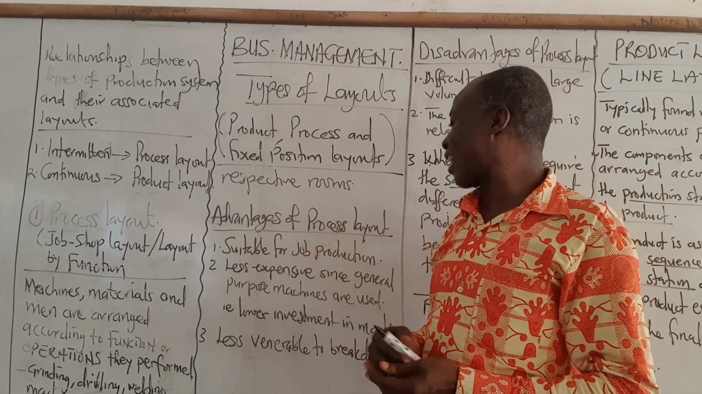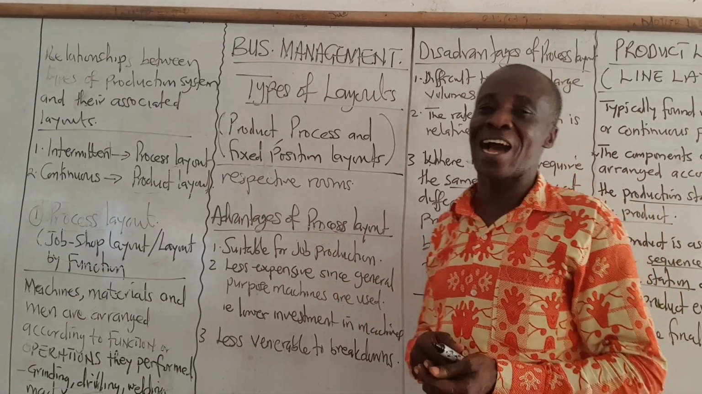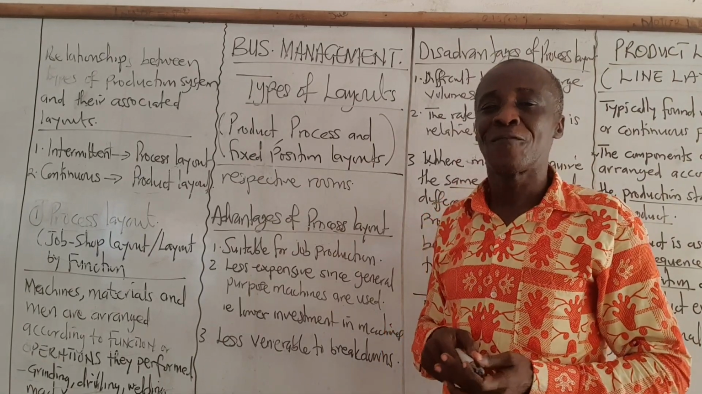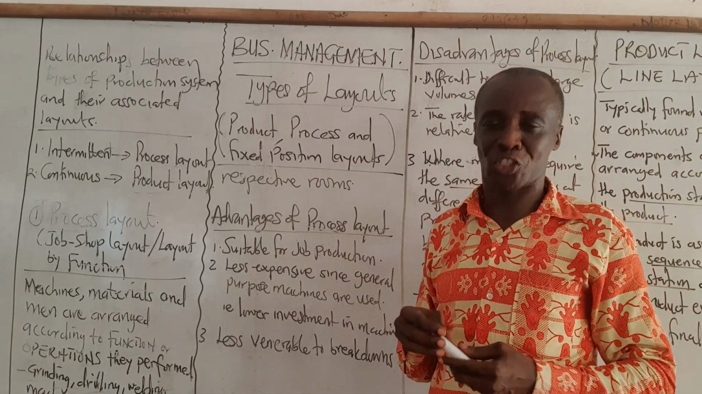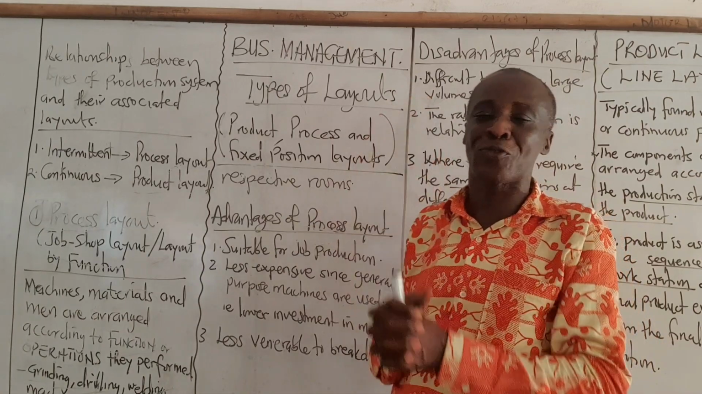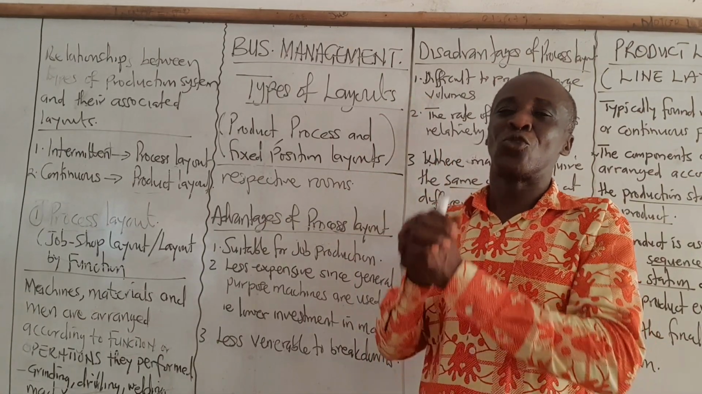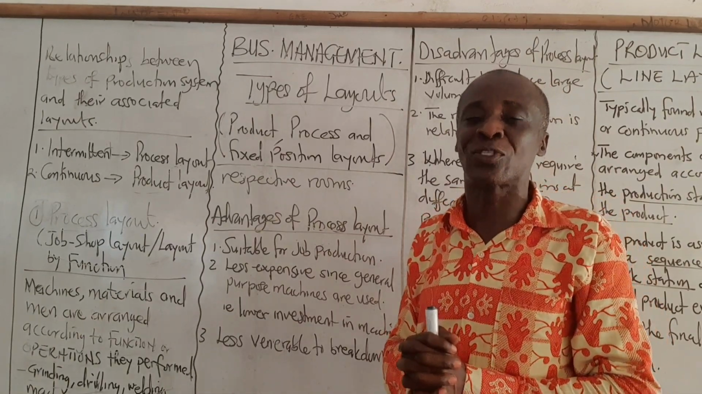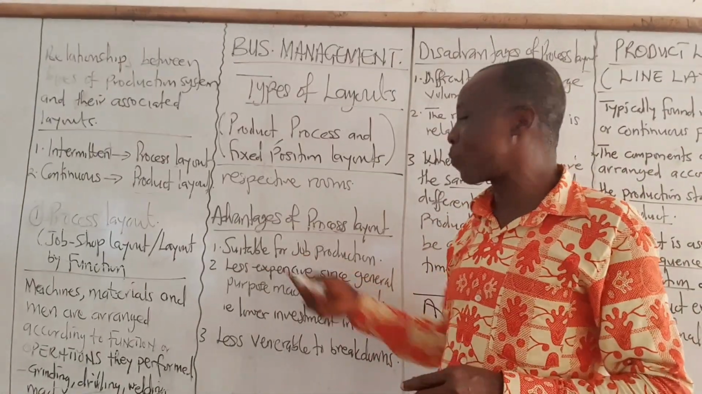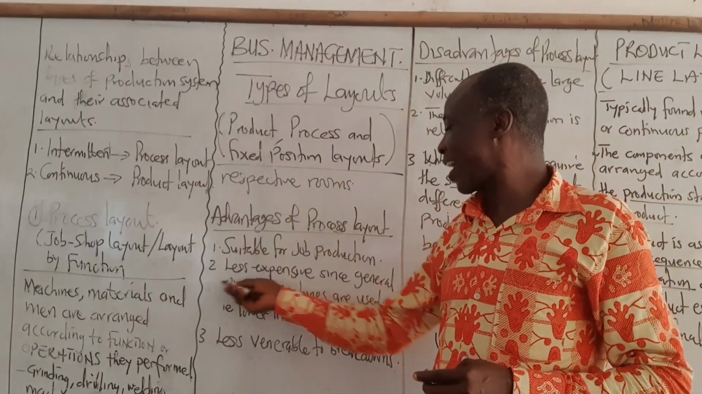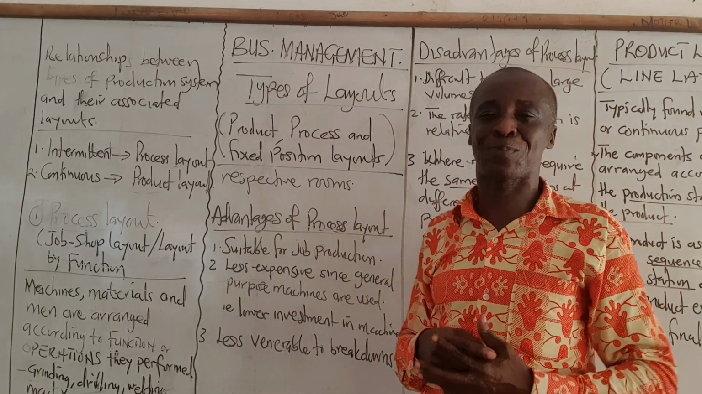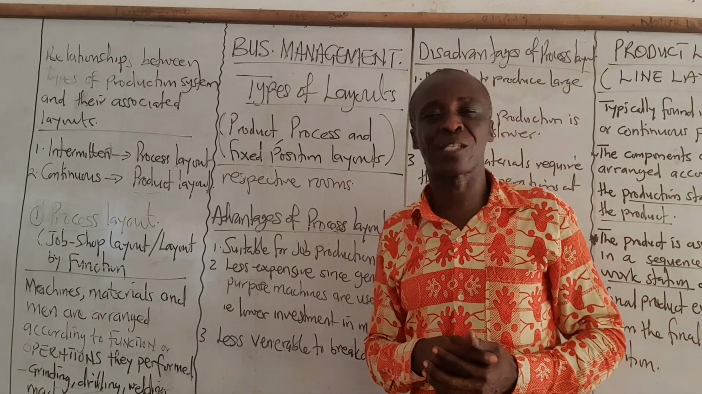Now let's look at the advantages of the process layout. The first one has already been done. It is suitable for job production, and we know we have done job production, so we know why the process layout is suitable for job production. The second advantage is that it is less expensive. Why is it less expensive?